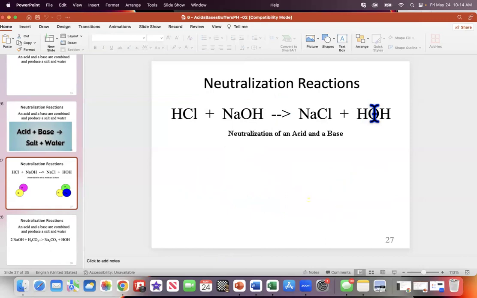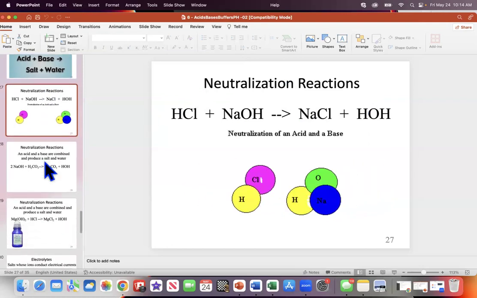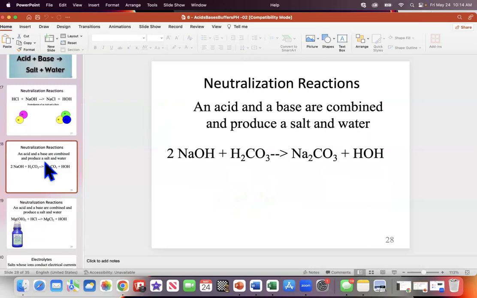H2O is water. So neutralization: very acidic hydrochloric acid, pH is very low, and NaOH, pH is very high. When you add them together, they become salt and water, and the pH is 7. So this process is called neutralization. You can neutralize acid and base.